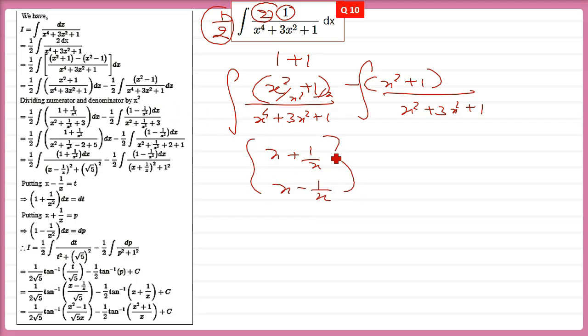But eventually x plus 1 by x and x minus 1 by x has to be taken as some p and q, and that has to be replaced after differentiation. And then the formula of 1 by a tan inverse x by a will be applied here. I hope this is quite clear to you.